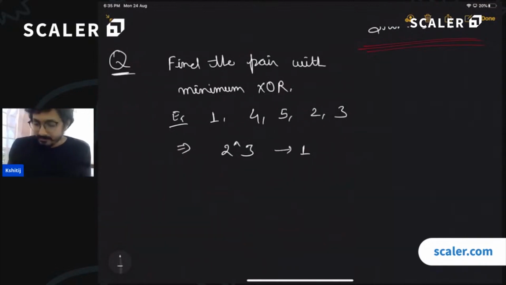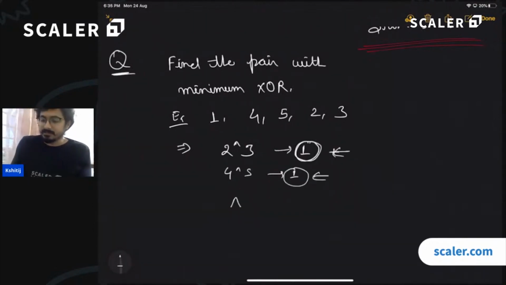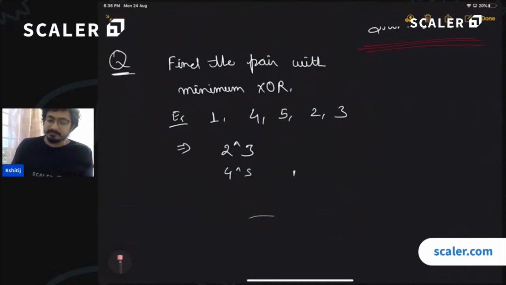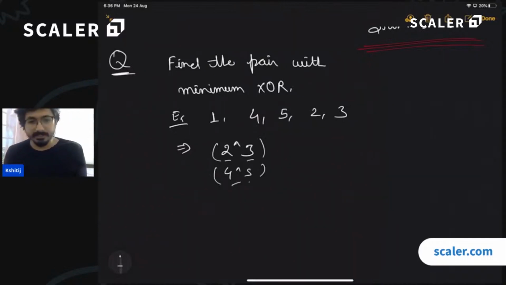XOR of 4 and 5 is also 1, correct? So that can also be an answer, but you have to return this value. So this value remains same in both the cases, right? So answer here is going to be 1. Okay. So let us say that you can return any of the available answers. So any of these two will be the answer. Okay, let us not return the value, let us return the pair. So any of these two will be the answer.